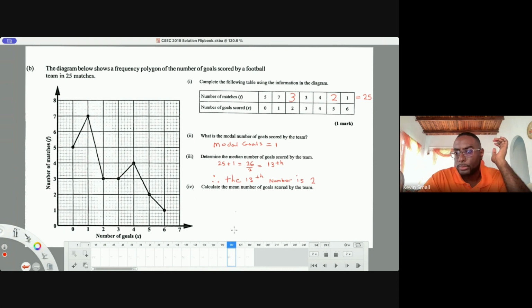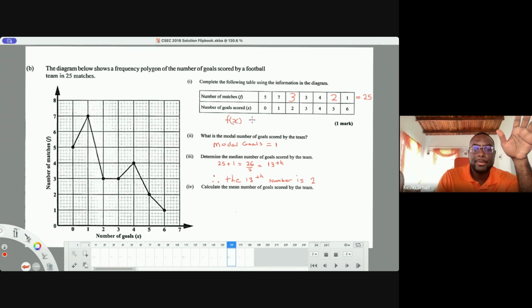All right, so now we have the sum of the frequencies. Now we have to work out the f of x. Because this table is on the side, I'm going to work out my f of x's down here. So 5 times 0 is 0. 7 times 1 is 7. 3 times 2 is 6. You all finish it for me, but give me the total of the f of x on this right side when you're finished.